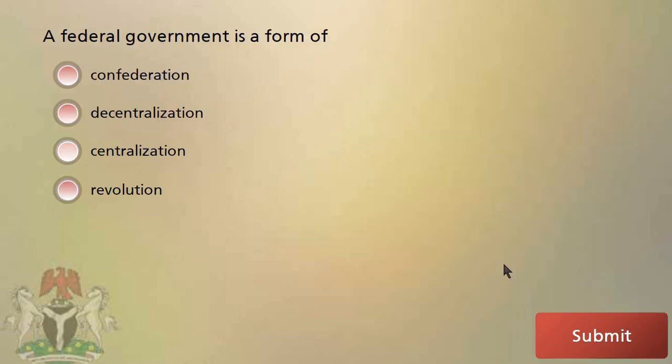Question 24. A federal government is a form of A. Confederation, B. Decentralization, C. Centralization, D. Revolution. The right answer is decentralization, which is B. Decentralization refers to the division of powers in a federal government. There is always a division of powers between the federal government and the component units.